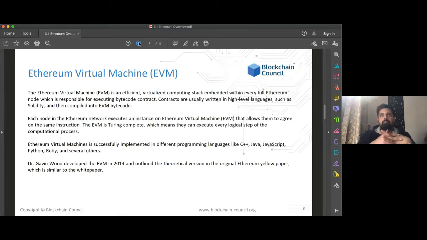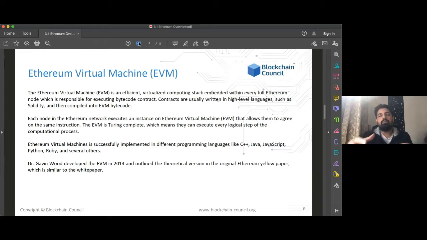Ethereum virtual machine. I believe some of you would have worked with Java or other programming languages, and we always need a compiler. In the Ethereum world, we write smart contracts in a language called Solidity. Solidity is an Ethereum-specific language, which is very similar to JavaScript, and the code is actually compiled in the Ethereum virtual machine.